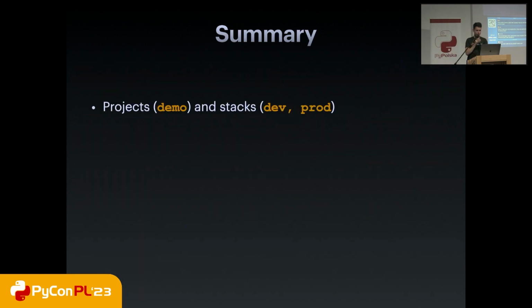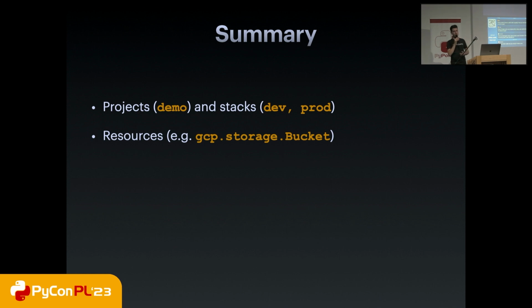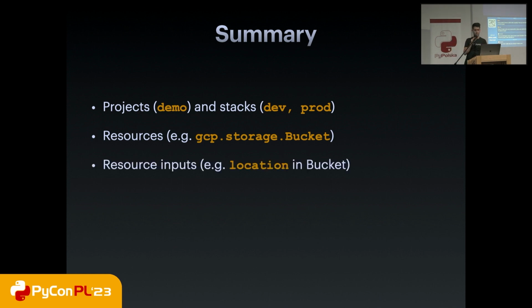So in summary, Pulumi has projects. In this case, we created a project named Demo, and each project has multiple stacks, probably each stack for each environment. In our case, we created dev, that was created automatically, and then we created prod by copying the config file. Then we have something called resources. We created, for example, a GCS bucket.